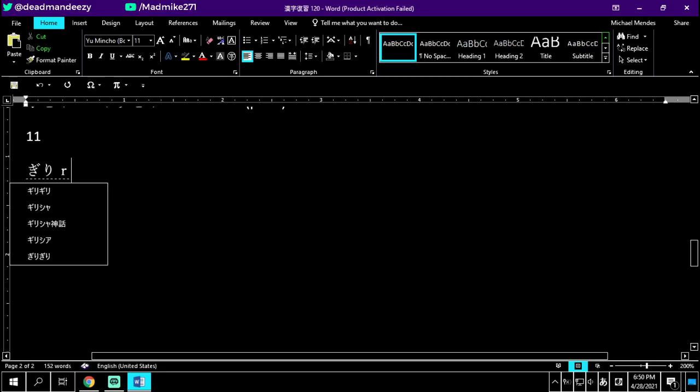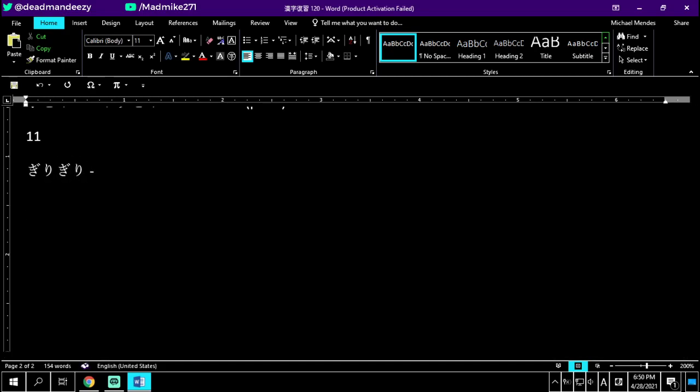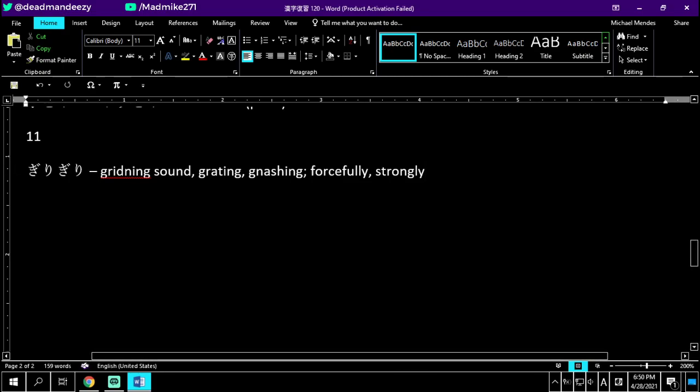Number 11 is giri giri. Giri giri desu. Giri giri is a grinding sound, grating or a gnashing. It can also mean forcefully, strongly. Giri giri. Grinding sound. Forcefully or strong.